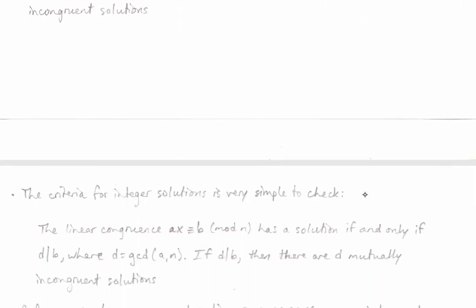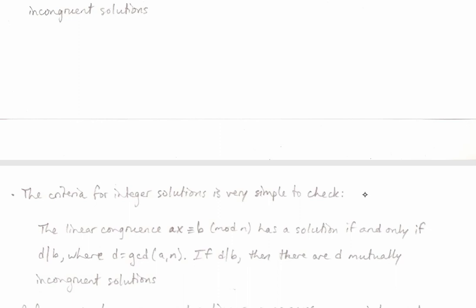So the criteria for if you have integer solutions, and if so, how many, is very simple. The linear congruence, AX is congruent to B mod n, has a solution if and only if D divides B, where D is the GCD of A and n. So you're going to take your A value, take your n value, find the GCD of those two numbers. If that GCD is a factor of B, then you have integer solutions. If it doesn't, you do not have integer solutions, and we stop right there.